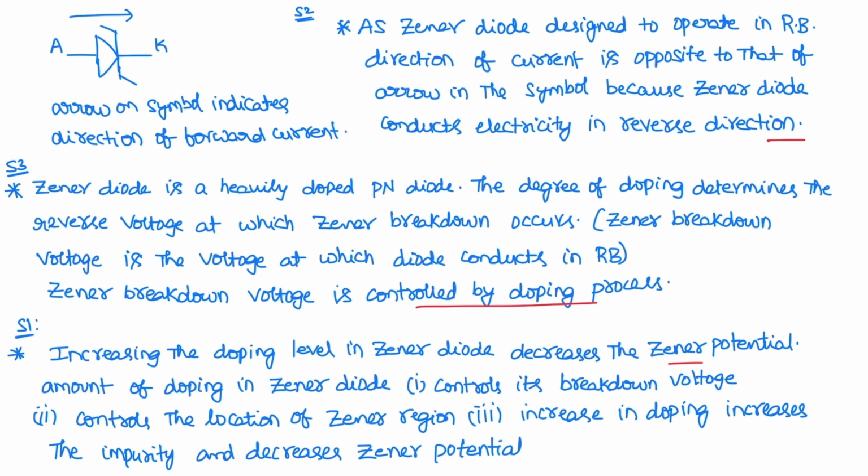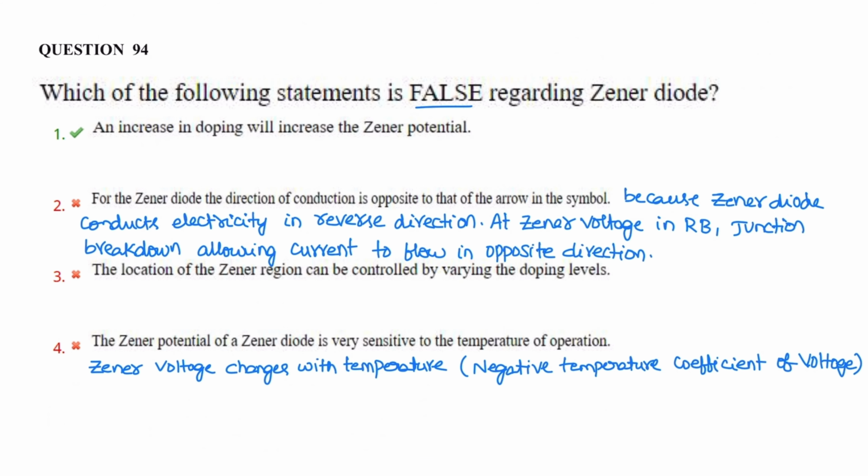The amount of doping in a Zener diode controls the breakdown voltage and the location of the Zener region. An increase in doping increases the impurity and decreases the Zener potential. So statement 1 is false, since increasing the doping level decreases the Zener potential. In the question they have asked for the false statement, so option 1 is correct.